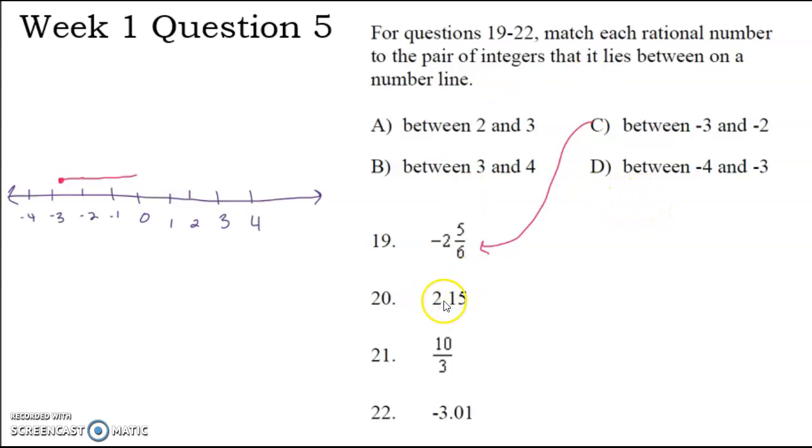All right, let's try this one. This one is 2.15. So I always start at 0, and it looks like I'm going to the +2 and then 0.15 more. That's right here. We're going to keep going a little bit farther. So this one looks like it lies between 2 and 3 once we plotted it on the number line. So this would be A.